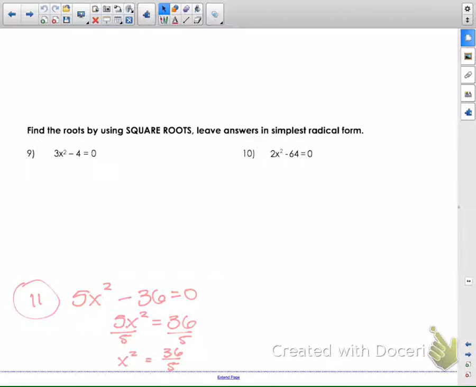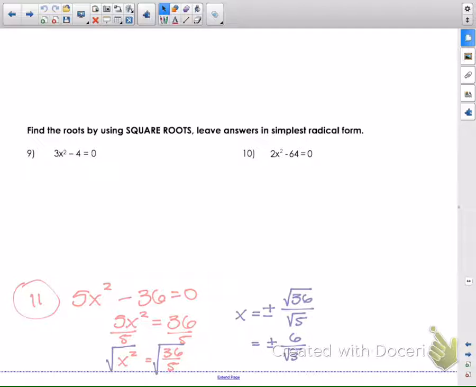How do I get rid of the squared on the x? Square root both sides. And remember, when we square root a fraction, we think about the square root of the top, and we think about the square root of the bottom. And I put what out front? Plus or minus. Don't forget that. All right, so when I simplify this, can I simplify either the top or the bottom? Yes, which one? The top simplifies to 6 over square root of 5 because I can't simplify that.